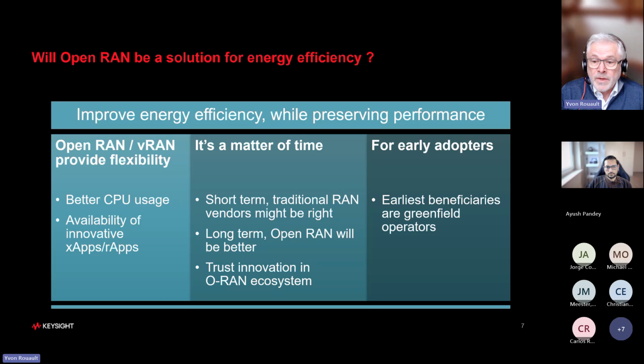In the short term, we can already see the early adopters of Open RAN, in particular the greenfield operators, in the US or in Asia, that got some benefits from this Open RAN approach.